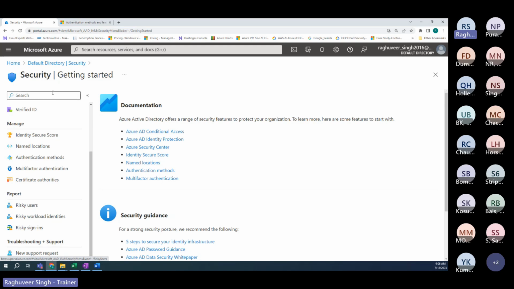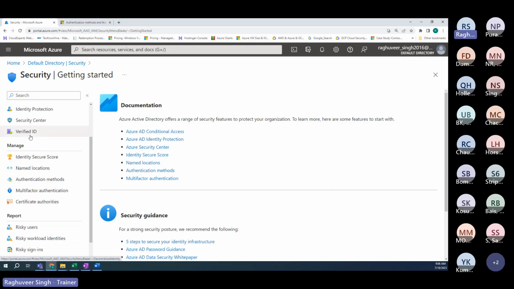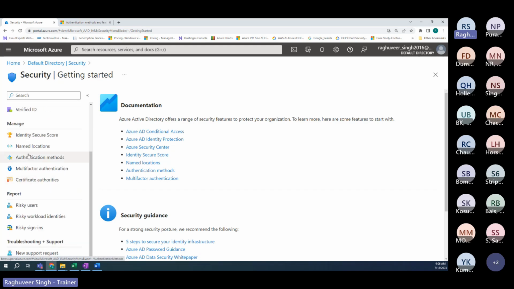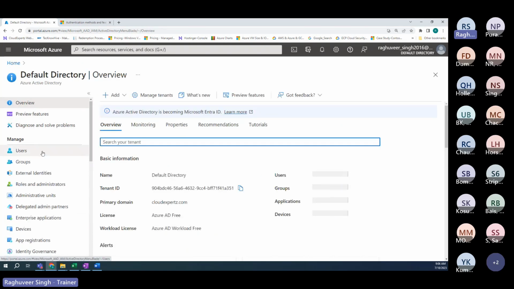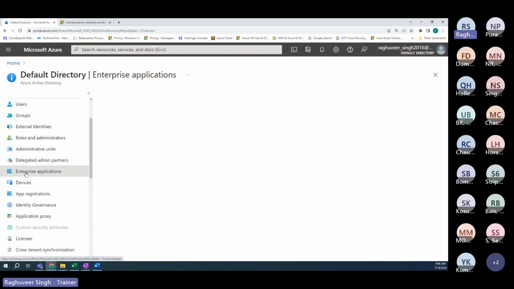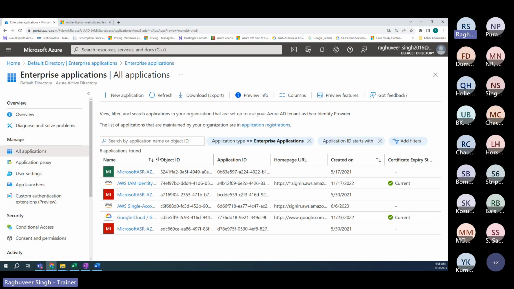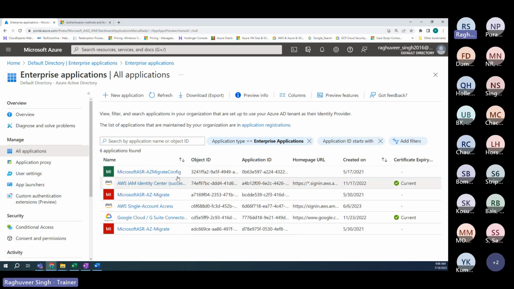in Sentinel training. So this is where you see all the security capabilities that Microsoft Active Directory brings to the table, which is conditional access, identity protection, security center, which is now Defender for Cloud, Microsoft Entra Verified ID, a secure score, named location, multi-factor authentication, certificate authorities, all of this it provides. This is not all. It also provides you an opportunity to configure single sign-on by signing up for enterprise applications, or by configuring your applications here, so that you can delegate users and you can configure single sign-on for those applications.